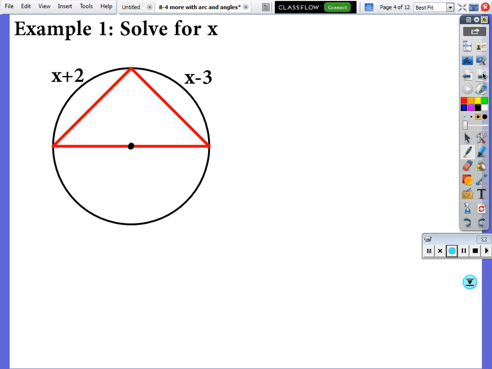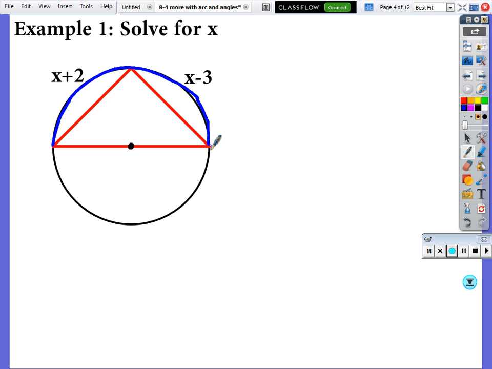All right, so looking at this, it says solve for x. What you need to understand is that solving for x, all you have to do is set up a true statement and solve for x. If your statement's different than mine, that's fine. You just have to set up a true statement, and if your statement is true, you're going to find the same answer for x. So looking at this example here, we have this arc is x plus 2, this arc is x minus 3, and I also have this diameter drawn here, so I have a half circle here. So once again, we have to just set up a true statement and then solve for x.